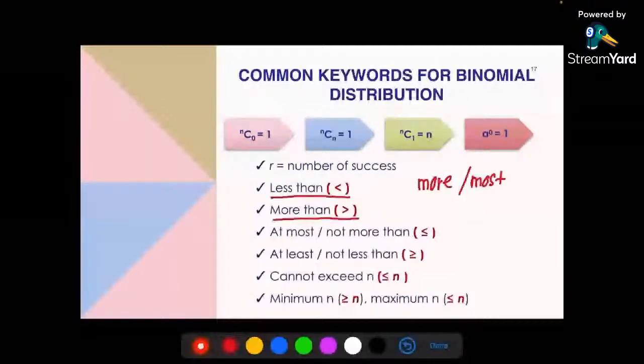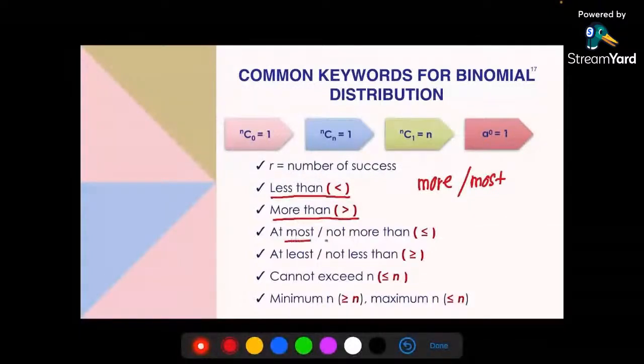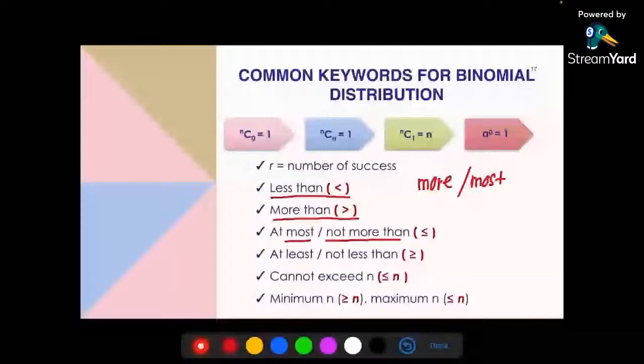At most, nampak tak ni? Ni at most ataupun dia sama dengan not more than. At most tu kadang-kadang kita confuse, kita tukar saja dalam bahasa, you translate it to Malay. Kita Malay kan, siapa yang Malay translate ke Malay. Okay, at most maksudnya paling banyak. Paling banyak berapa, so dia tak boleh melebihi nombor tu, that's why dia buat less than or equals to.